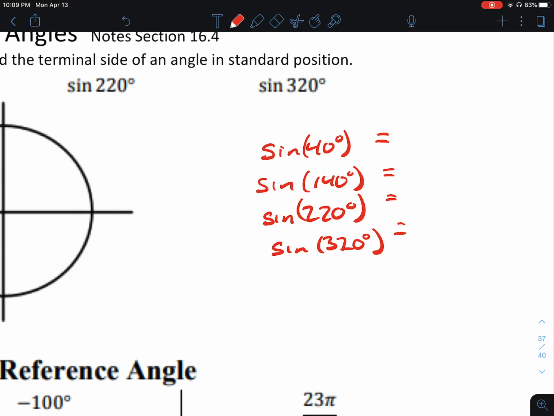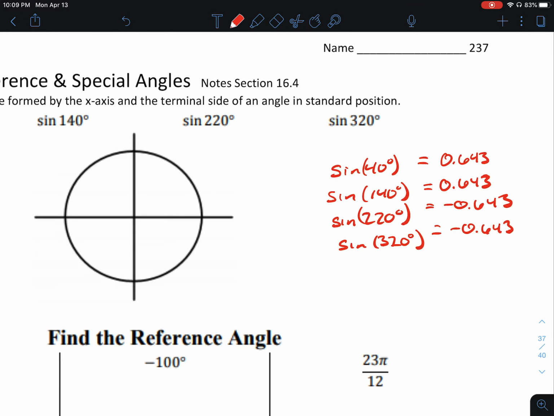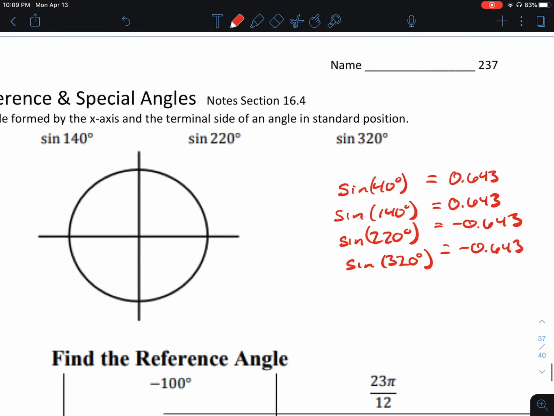Sine of 40, you would get 643 thousandths. Sine of 140, you would get 643 thousandths. Sine of 220, you would get negative 643 thousandths. Sine of 320 degrees, you would get negative 643 thousandths. So how is it that these numbers that all seem to be so different are getting the same answer plus or minus? Well, here's why.